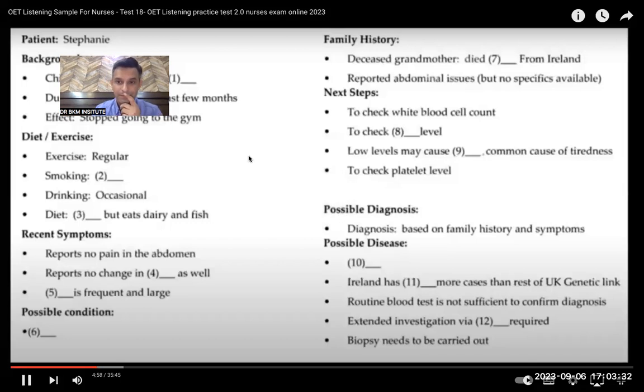Anemia, which would be indicated by a low level of hemoglobin, is a common cause of tiredness. But of course, we would then still need to figure out the cause of it.